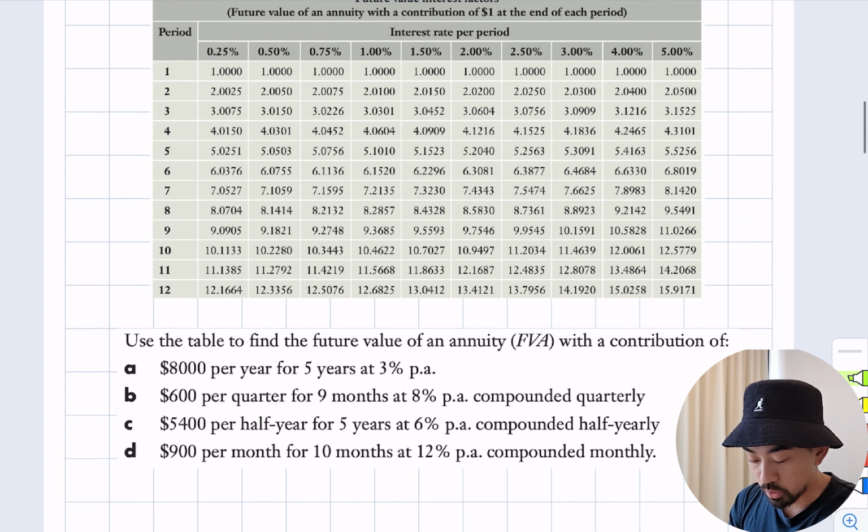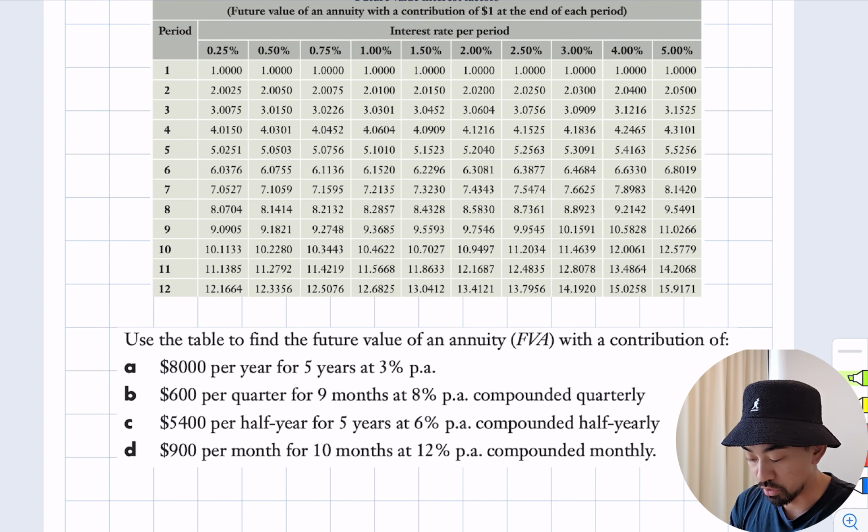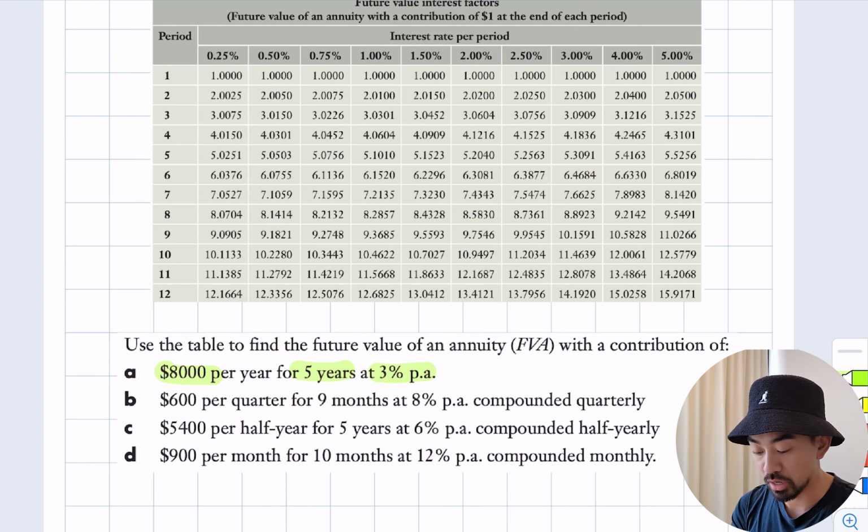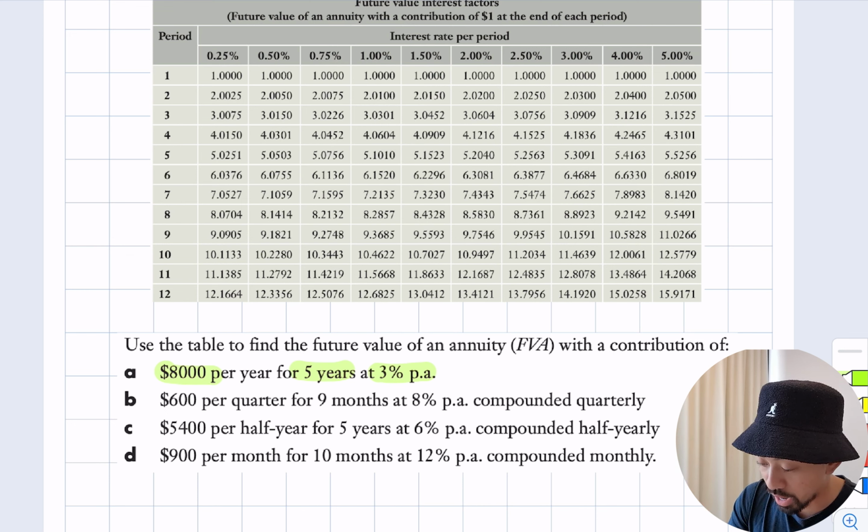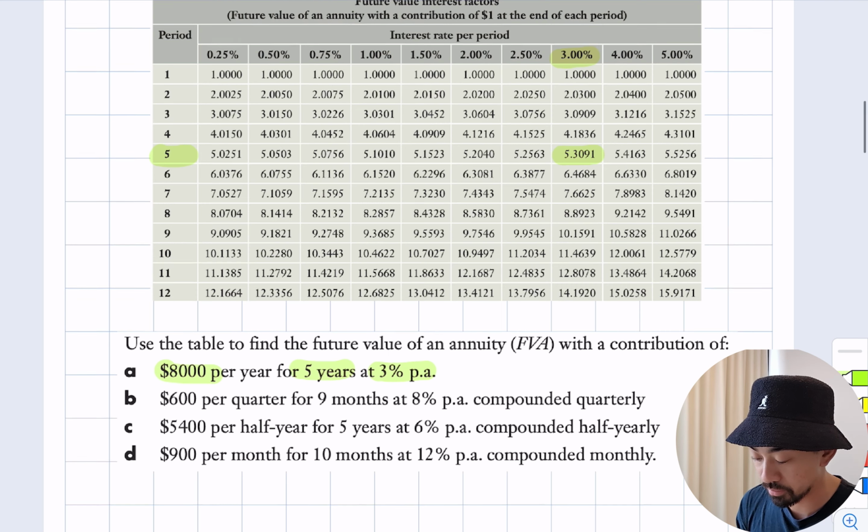Okay, so the question says, use the table to find the future value of an annuity with a contribution of $8,000 per year for 5 years at 3% per annum. So all you need to do is locate 5 years and 3% and make sure that they're in the same units, so years and per annum, so we're sweet there. All right, so we've got 3% per annum, I'll highlight it there, and we've got 5 years, which is there. Now, where do those two numbers intersect? Well, it looks like it's going to be that number there, 5.3091.